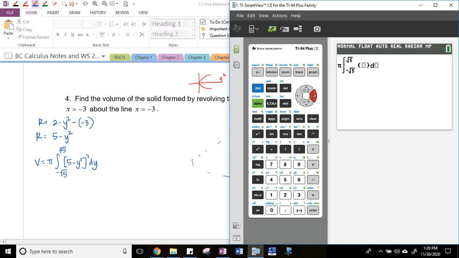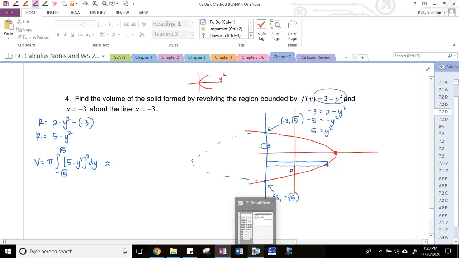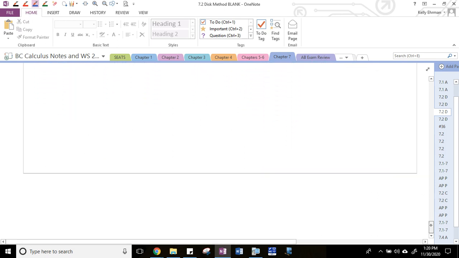There we go. So 5 minus x squared, that quantity squared, dx. But we know we're really talking about y's. So the approximate volume is 187.328. Did I put a pi in there? Yeah, 187.328. And these are all volumes, so they would be units cubed, or cubic units.